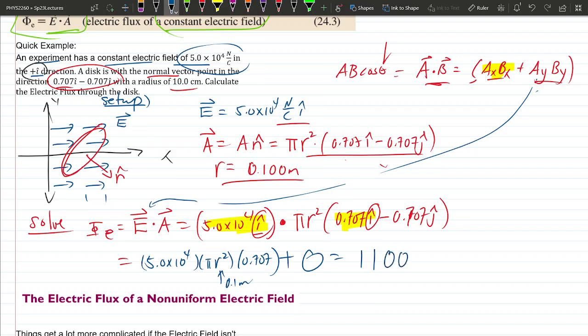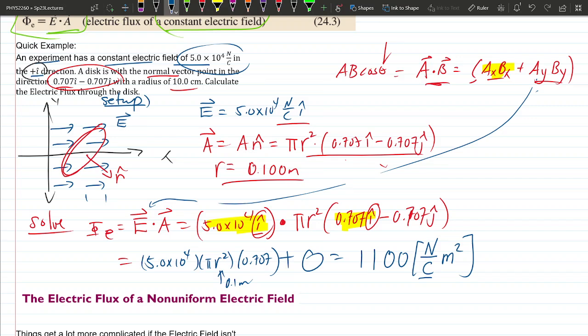And this is going to be in newtons times meter squared per coulomb, because electric field has units of newtons per coulomb, and the area has units of meter squared. So the SI units should be newtons per coulomb times meter squared. Okay, any questions about this?